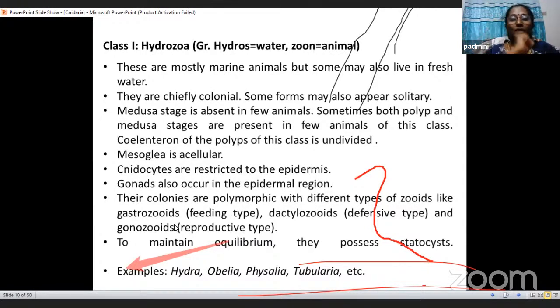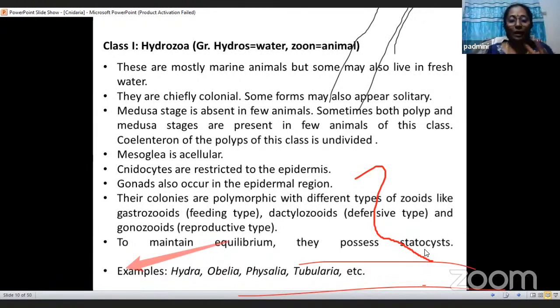Like gastrozooids. Gastro means food, so feeding type of zooids. Dactylozooids are defensive type, and gonozooids are reproductive type of zooids. So they have these three important zooids in any given cnidarian. And to maintain equilibrium, they possess statocysts. Now you know why I said maintain equilibrium. Equilibrium means when they are swimming in the water, they should know in which position they are, whether they are upright, sideways, or upside down, topsy-turvy.